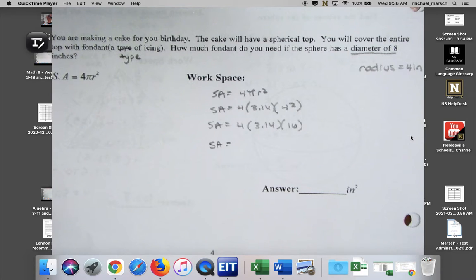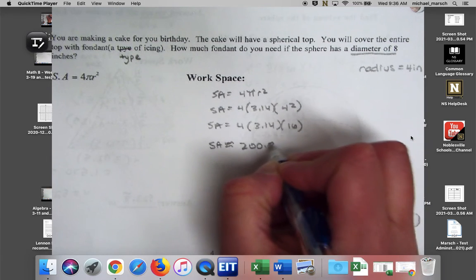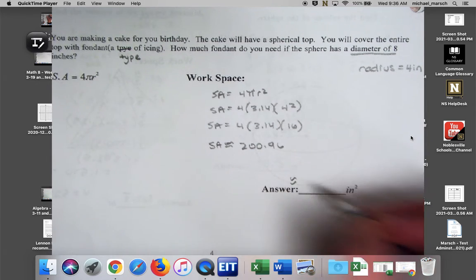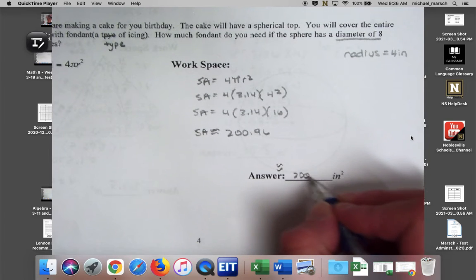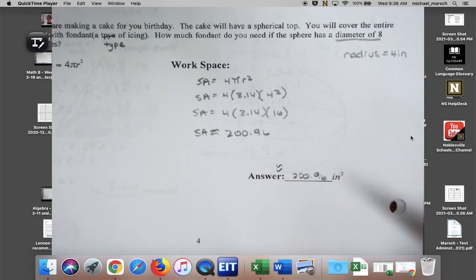So our surface area is going to be about 200.96. So we have the about symbols, 200.96 inches squared again because it's surface area.